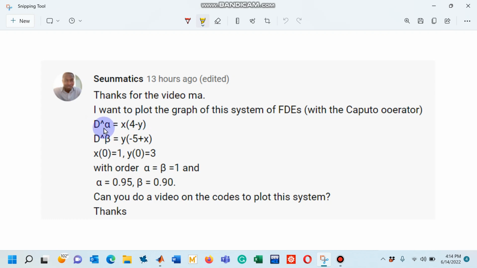So now he has given these two equations and two initial conditions, and if alpha and beta are both equal to 1, of course, the system reduces to the classical system of ODEs. For other values of alpha and beta, we will have a fractional order system. So he wants to simulate for alpha equal to 0.95 and beta equal to 0.90. Can we design a MATLAB code to plot this system along with these available conditions?